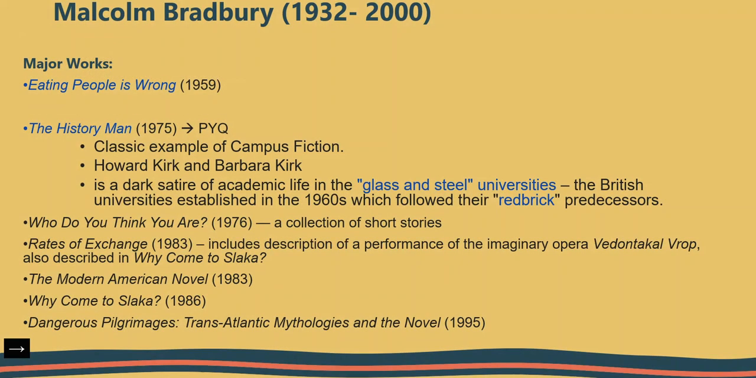Then we have Malcolm Bradbury. As I have told you, he is again a campus fiction author. He has written this book, Eating People Is Wrong. Eating People Is Wrong. The History Man. The History Man is a campus fiction, known as a classic example of campus fiction. Do remember this, a very good example of campus fiction.